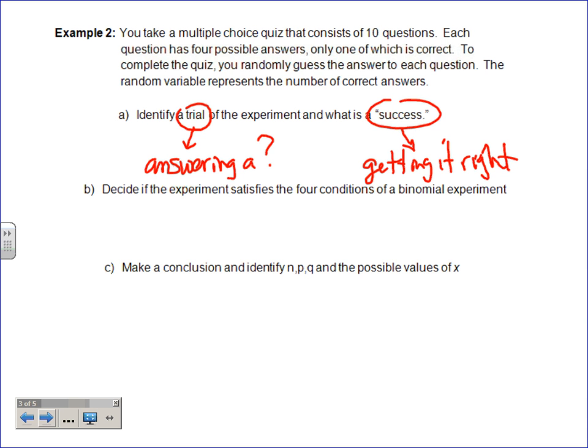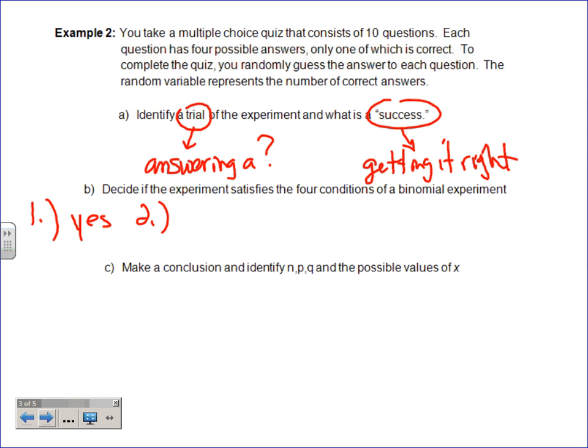Okay. So at this point, do we still know if it's binomial or not? Yeah, we haven't really looked at our 4 criteria yet, right? So the second question is decide if this satisfies the 4 conditions. So number 1, on the other side, I'll read it to you, says the experiment is repeated for a fixed number of trials. Mm-hmm. And is each trial independent from the other trials? Does the first question have anything to do with the second question necessarily? No. So we would say, yeah, this is good, right?